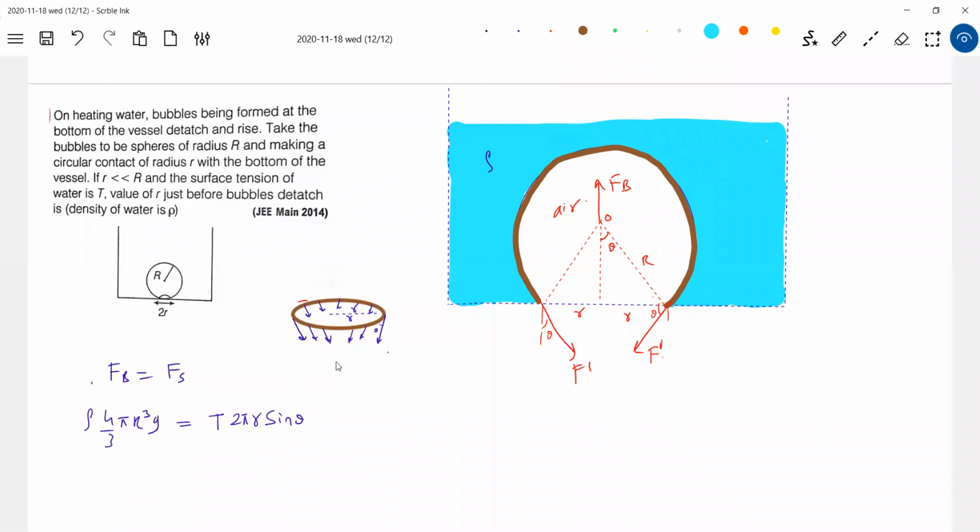Okay, what is sine theta from the diagram? Small r by capital R. So here 4 pi rho r cube by 3 g equals surface tension. Pi will get cancelled, so 2 also gets cancelled. Sine theta, what can you write it as? Sine theta will be small r by capital R.